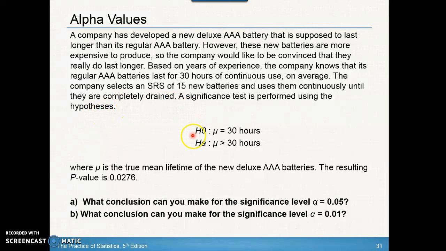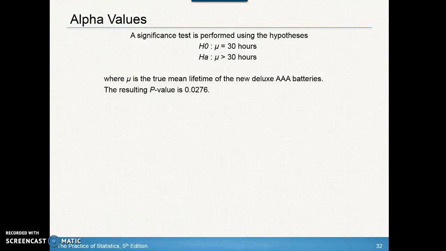Here's your significance test. The null is that the mean is equal to 30 hours. That's based on their previous experience. Our alternative is saying, okay, we actually think that the mean is now longer than 30 hours. Notice how we've defined what mu is. Mu is the true mean lifetime of the new deluxe AAA batteries. We get a p-value of 0.0276. We want to know what conclusion we can make at alpha equals 0.05 and what conclusion we can make at alpha equals 0.01.